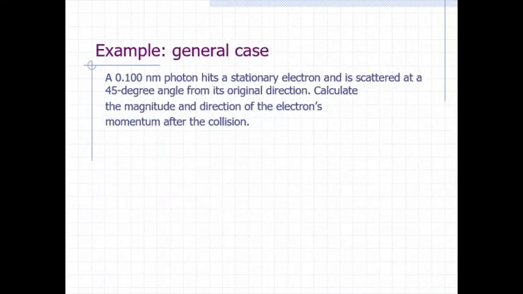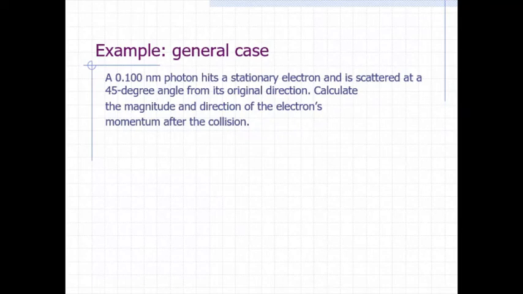Let's now take a look at how to determine the final momentum of the electron for a more general case, where theta can be anywhere between 0 and 180 degrees. The procedure for calculating the wavelength shift and kinetic energy of the electron is the same as in the earlier example. So in this example, we will focus on calculating the momentum of the electron. Suppose a 0.100 nanometer photon hits a stationary electron and is scattered at a 45-degree angle from its original direction. Calculate the magnitude and direction of the electron's momentum after the collision.